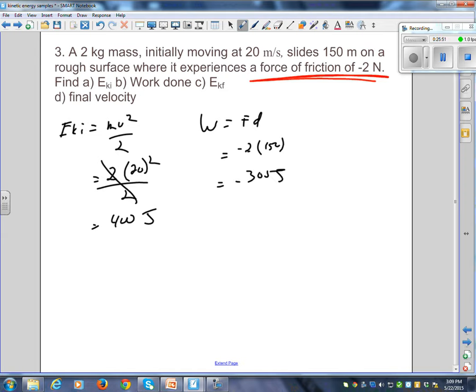Minus 300 joules of work? Where does the energy go? Away, into heat. Did we eventually find out how much heat is produced? 300 joules. It warms stuff up. How warm is 300? No, it depends on what your starting temperature is, right?